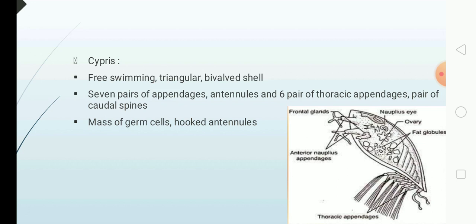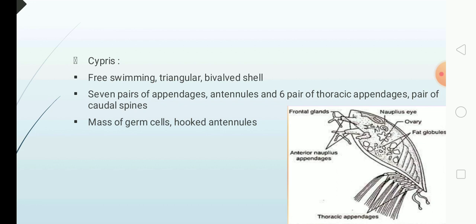The larva has seven pairs of appendages, that is, a pair of antennules followed by six pairs of thoracic appendages. The abdomen has a pair of caudal spines, not a caudal fork, and the terminal end of the antennules has a hook. It has one median eye, which is present at the anterior part of the carapace, and the larva contains a mass of germ cells.